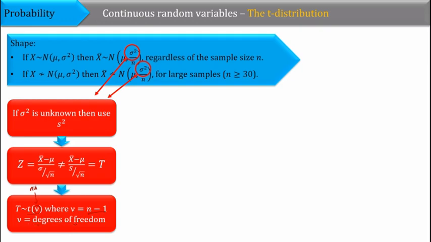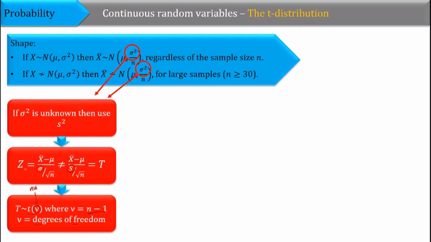Now, the reasons for this terminology is not important right now. What you should know is that when we take out our population standard deviation, because we don't have it, we replace it with our sample standard deviation, which is an estimate of the population one.